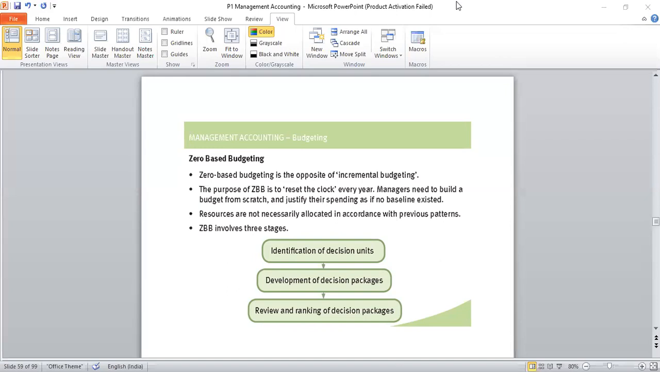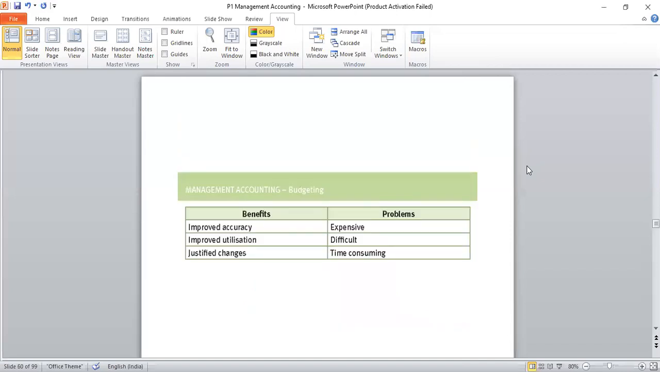The advantage of it is there is efficiency. There is no inefficiency which gets into the current period based on the past inefficiency. So now it is more authentic, more genuine. Okay, so the benefits out of that are improved accuracy, improved utilization, justified changes.